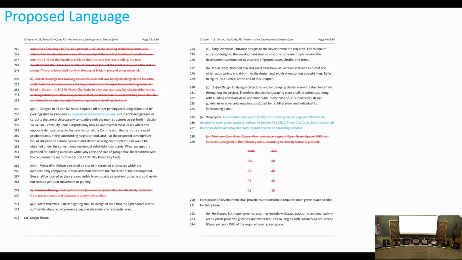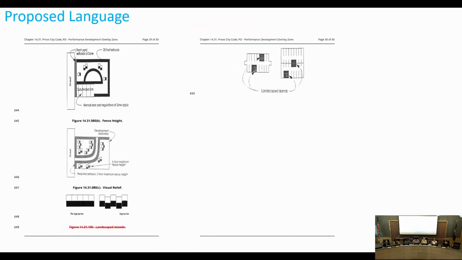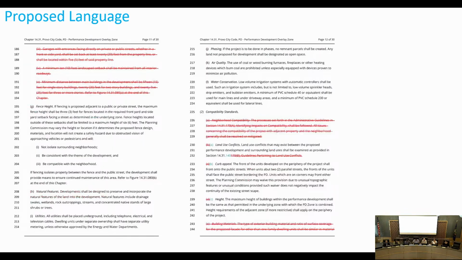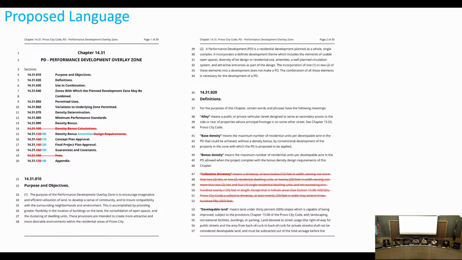I just have a suggested rewording. I would get rid of the last 2.5 lines of 32, 33, and 34 on page 27 of the staff report, which is page 2 of the code. Right there, that top paragraph, lines 32, 33, and 34, where it says the incorporation of 1 or 2 of these elements into a development does not make a PD. The combination of all these elements is necessary for the development of a PD. I would get rid of all those.